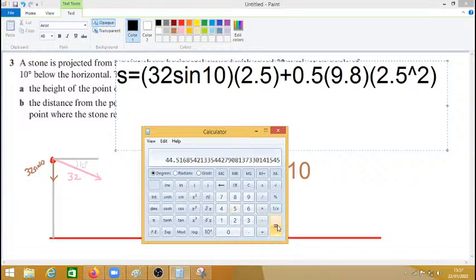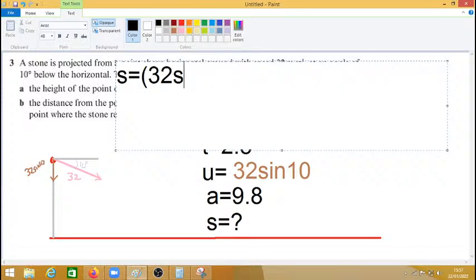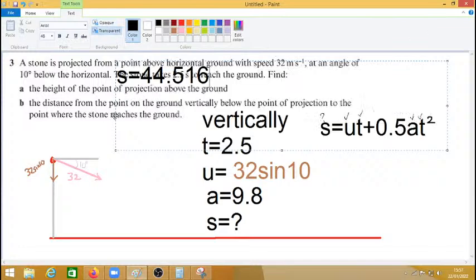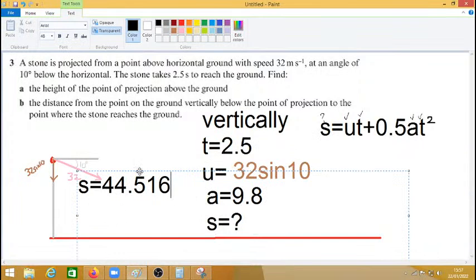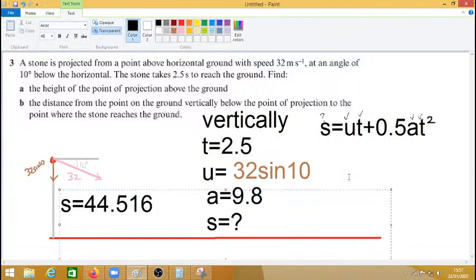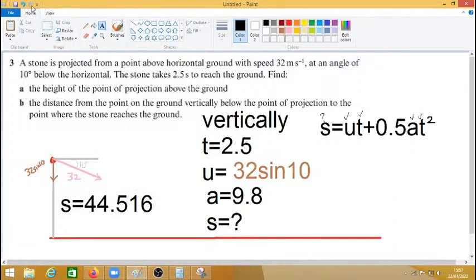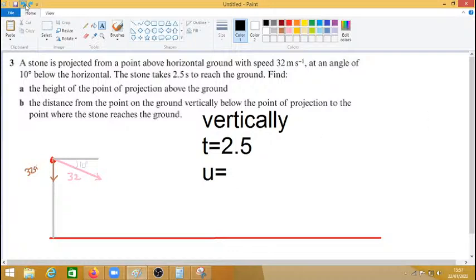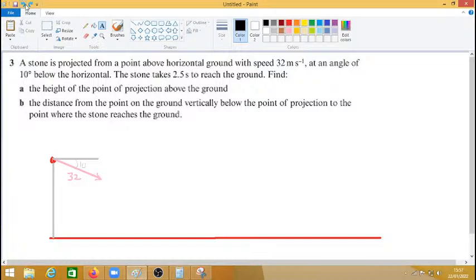Okay, so you should end up with a final answer of 44.516. And that's part one done. Okay, let's just go through that to make sure you didn't miss anything. The first thing is to get the diagram with the 32 pointing downwards, 10 degrees below the horizontal. So there's your 10-degree angle.